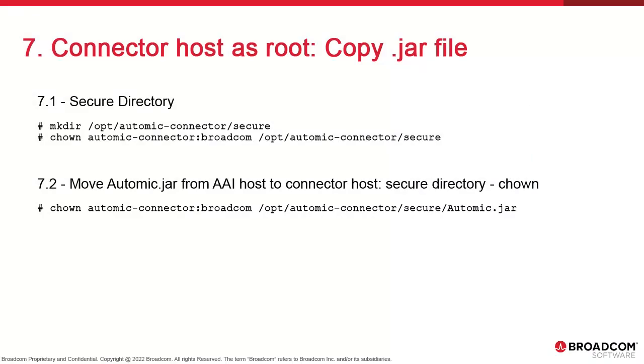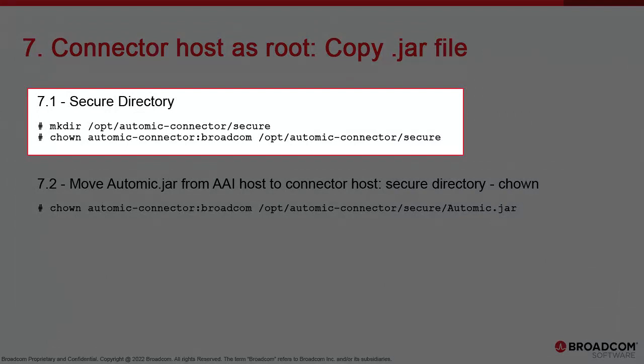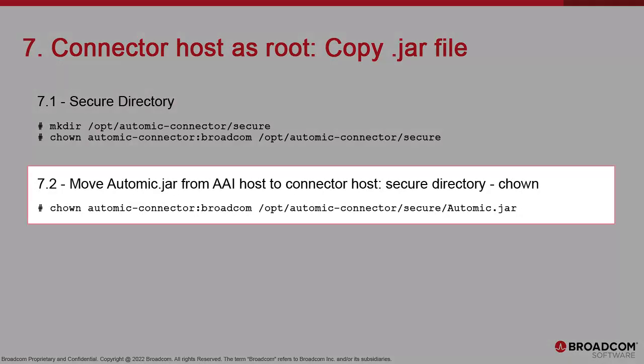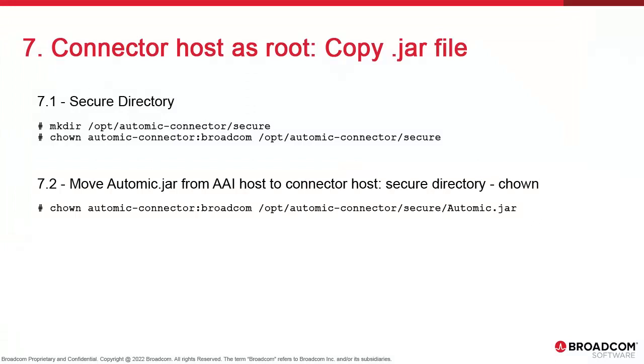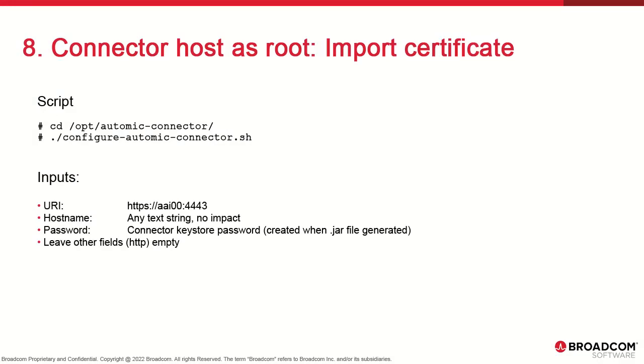We can move on to the connector host. We work as root. We create a new directory called secure under the main install directory, which is usually something like /opt/atomic-connector. Then we make the atomic connector user the owner of secure. We then move the jar file containing the connector certificate from the AAI host to the connector host. We set ownership so that the connector user owns the jar file. The jar file is on the connector host.